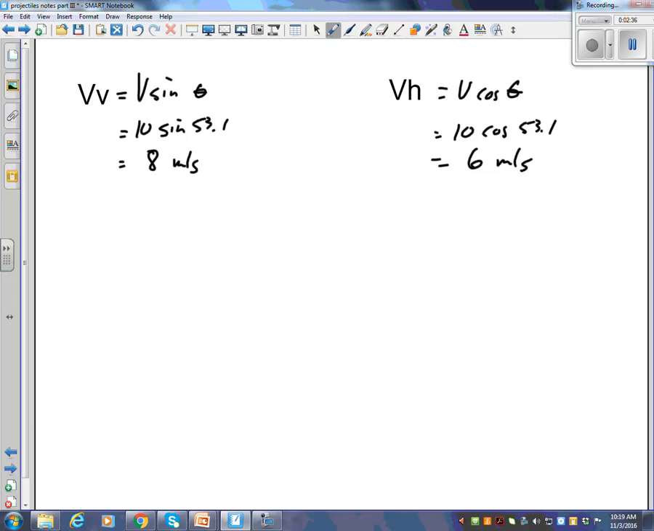Now, you can't tell me that there's no one in the room that can do those. So there's 2 marks guaranteed. Are we good there? Yeah? All you're doing there is finding the x and y components of the velocity, right?